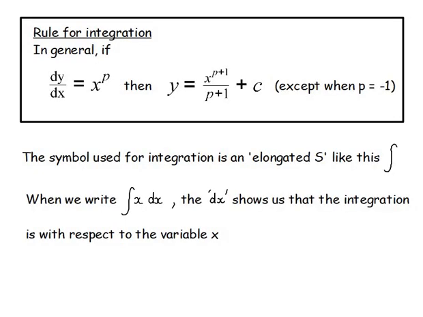So the rule for integration. In general, if we're given dy by dx is x to the p, then y equals x to the p plus 1 over p plus 1, plus c. What this basically means is that you are going to add 1 to whatever the power is, and then you're going to divide by that value. But you need to make sure you write plus c on the end every single time, because there could have been a constant there that we don't know about. Note this works except when p is minus 1, because when p is minus 1, minus 1 plus 1 will go to 0, and the whole thing will disappear, so it won't work.